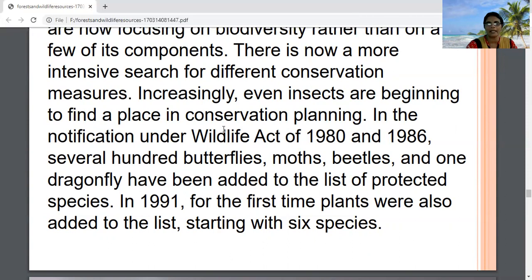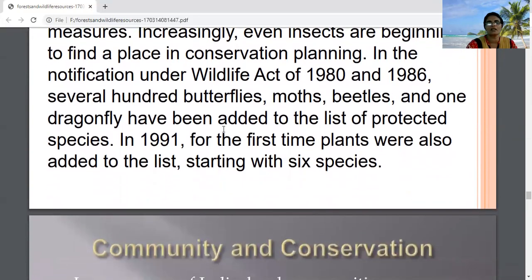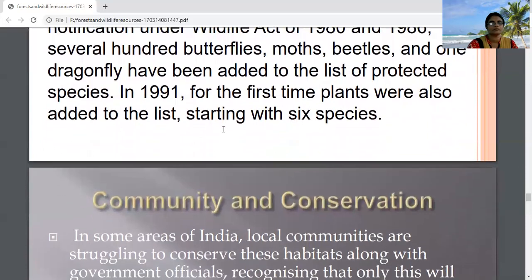Not only animals and insects, even plants were also included in the list for protecting or conserving, starting with six species. Six species got importance for adding in the conservation list.